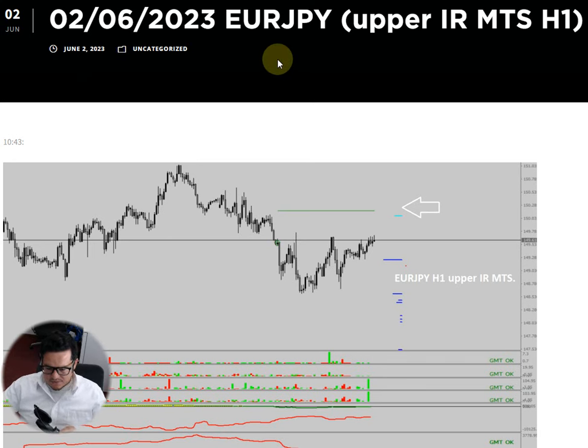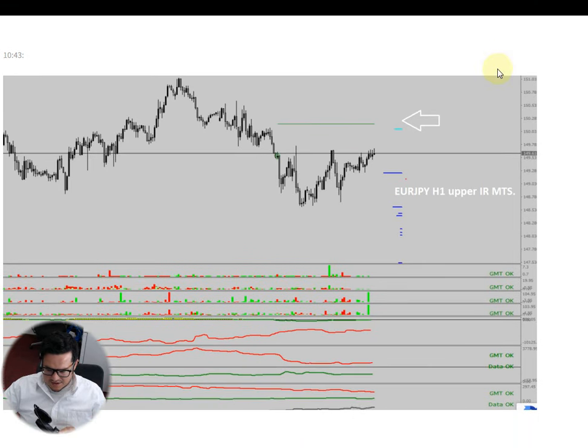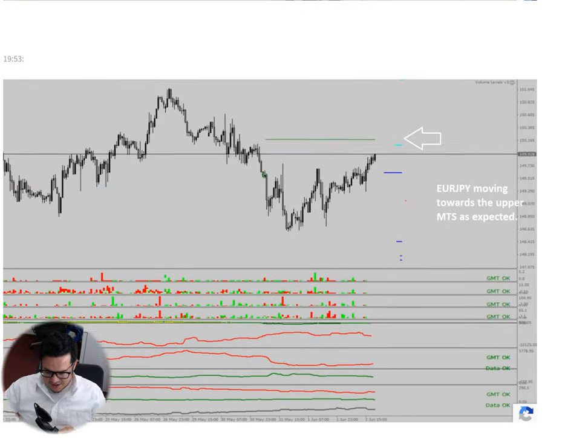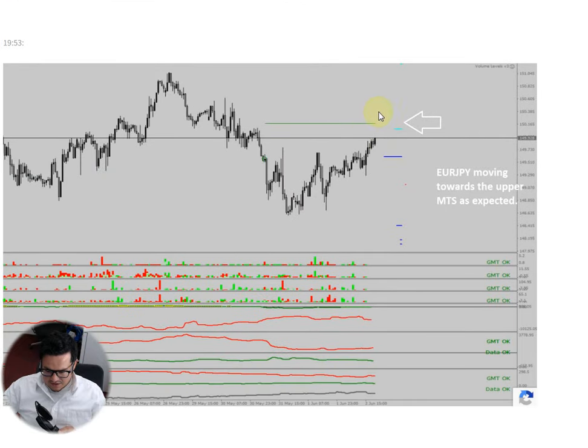2nd of June, Euro Yen, posted at 10:43. Euro Yen 1 hour upper inner range medium term stop, so we see the green line, so not difficult to predict that Euro Yen will go up and take out this line because the smart money algos push the market up in order to take out that stop target level, which is exactly what happened there. So an easy long trade towards an inner range target.